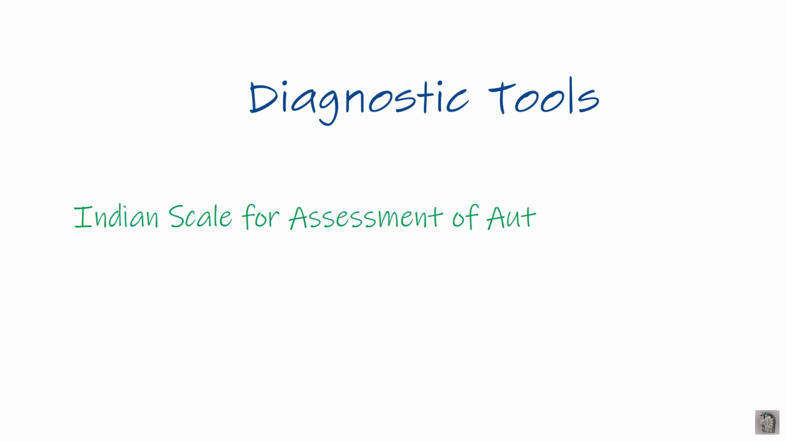Hello friends, today we are going to discuss an Indian-based diagnostic tool for autism, which is called the Indian Scale for Assessment of Autism, or ISAA. Today we are going to focus on the description of ISAA and how it is assessed, what the administration procedures are, and at last we are going to see one assessed sample, so that we can understand and try to implement it wherever we are.